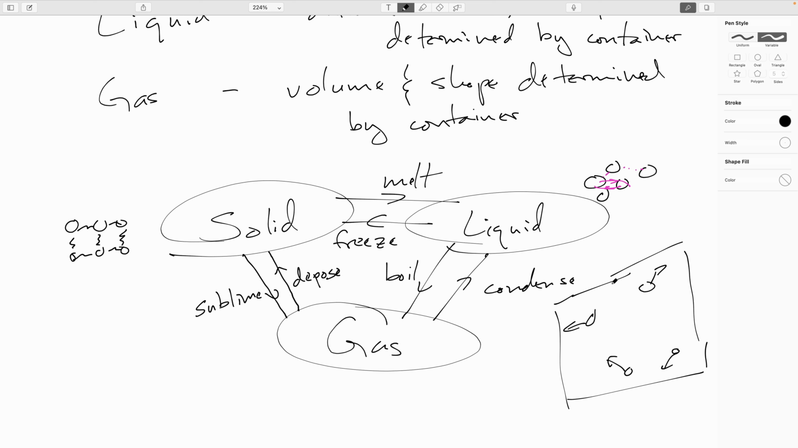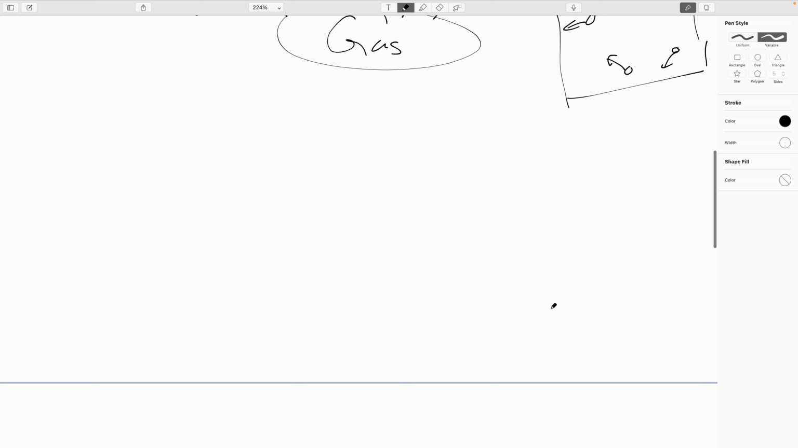One of the things that you generally observe when you go through a phase transition is that the temperature will remain constant during the transition. As we'll develop in a future video on the zeroth law of thermodynamics, we'll be able to say a little bit more about what's going on with that.